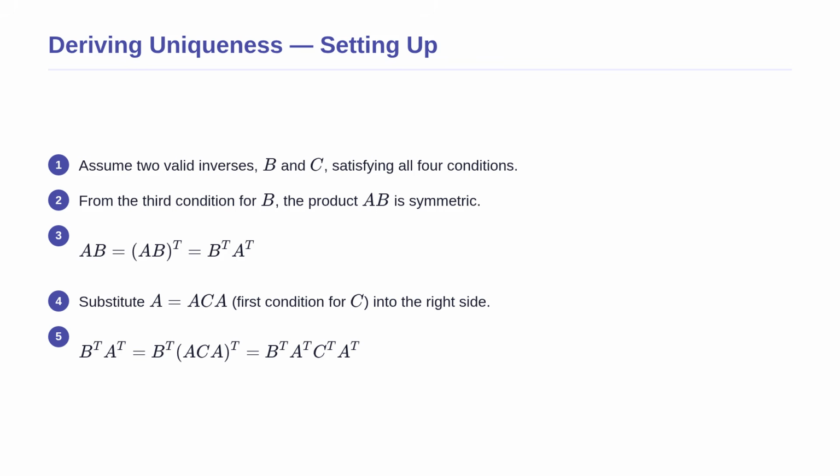Because B is a valid inverse, its product with A is symmetric, meaning A times B equals its own transpose. Using matrix algebra rules, we expand this. Then we substitute A with A times C times A, using the first condition for our other inverse C. This cleverly introduces C into our equation.